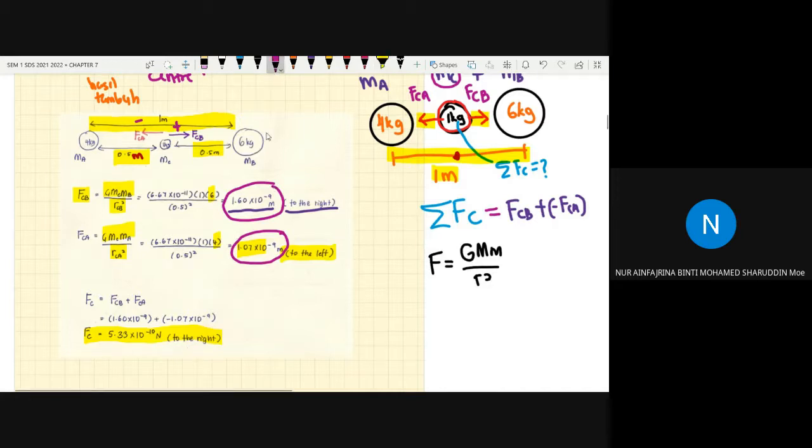Kalau awak tak nak tulis direction to the right, awak boleh tulis towards 6 kg. Towards 6 kg. Okay, boleh. It's either to the right ataupun awak nampak kan awak punya mass ni 6 kg, towards 6 kg.